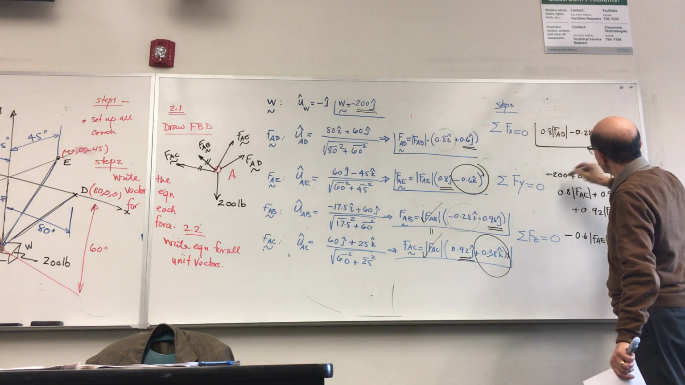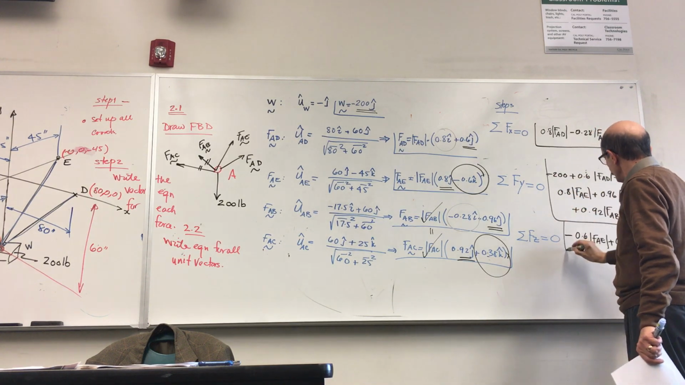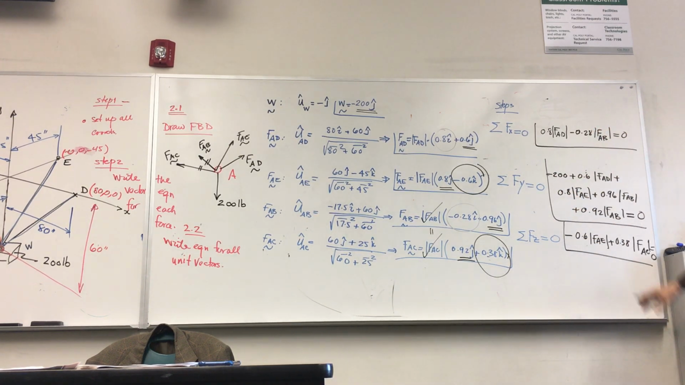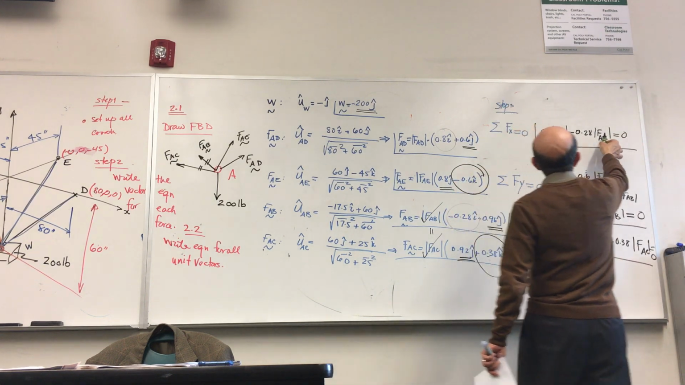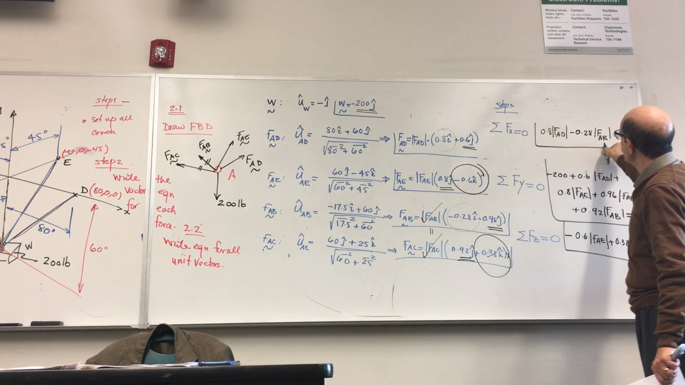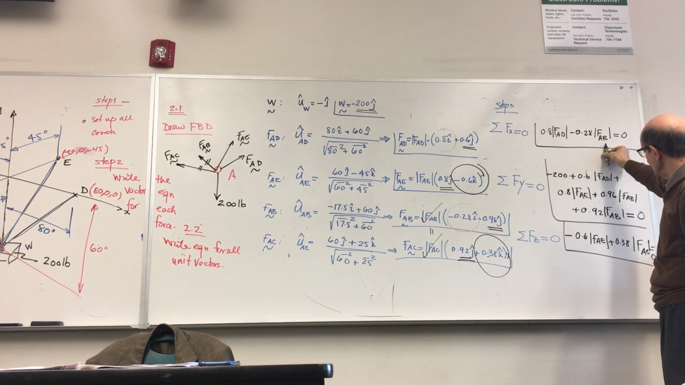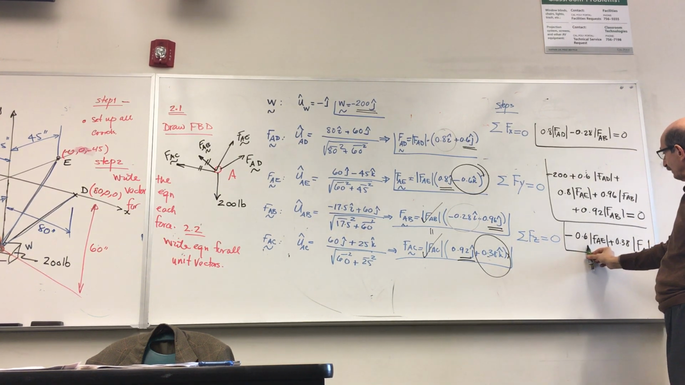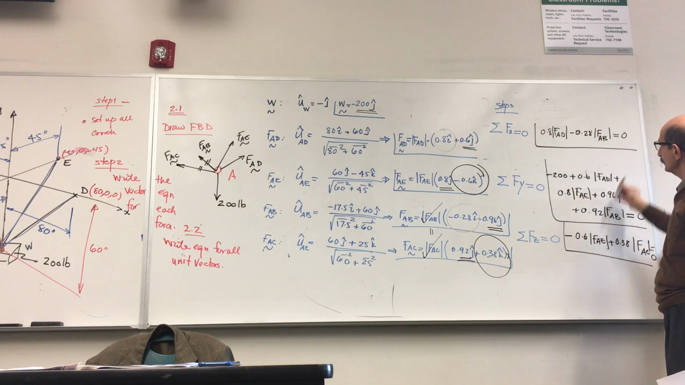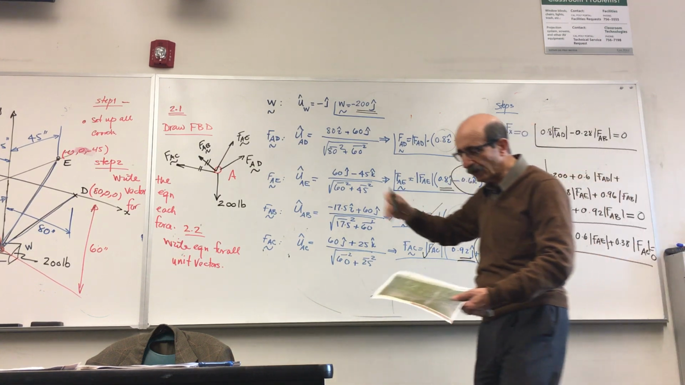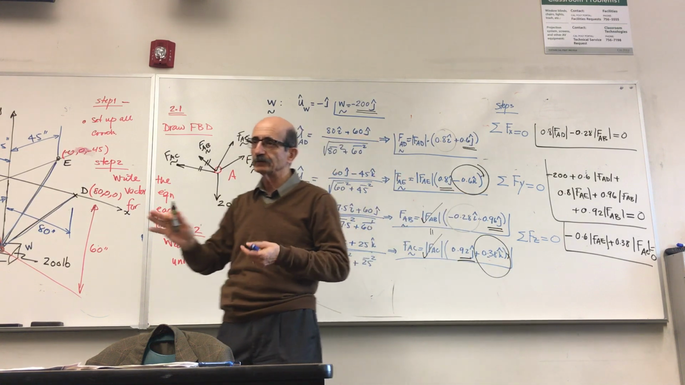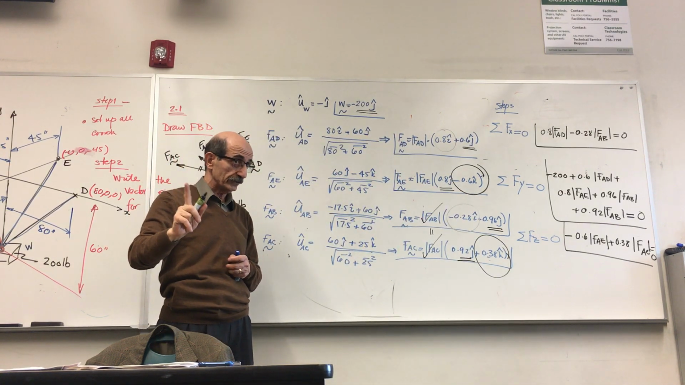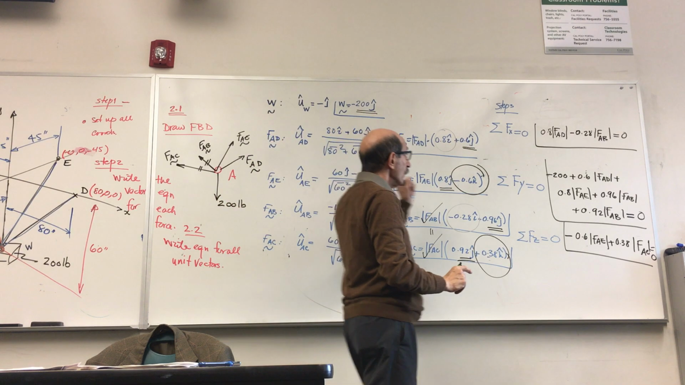So these are three equations, three unknowns. You can solve these any which way you want. For instance, here you find FAD in terms of FAB, here you find FAE in terms of FAB, and substitute in this one. It doesn't matter how you do it.